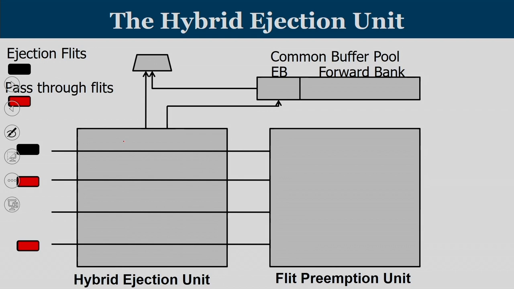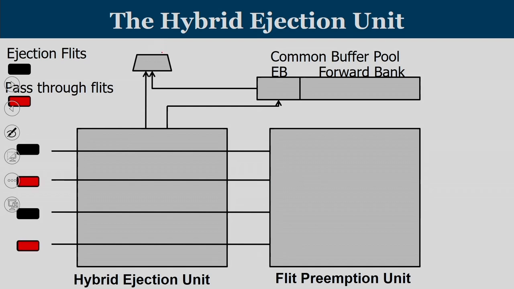Consider the scenario where the color coding tells that the black flits are the ejection flits and the red flits will pass through the router to its neighbors. This has been shown with the help of an animation. You can just listen to this animation. When the flits come to the hybrid ejection unit, the combinational circuit there, the intelligence that is embedded in the hybrid ejection unit, will check whether the flit is to be removed to the local port or not. So, when the flits come, they are removed to the output port. The flits will move out through this port.